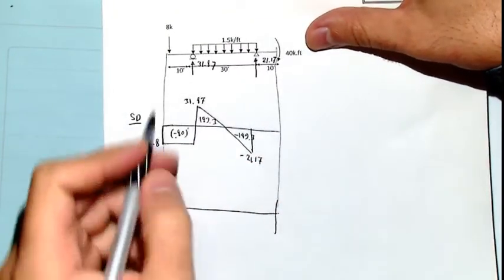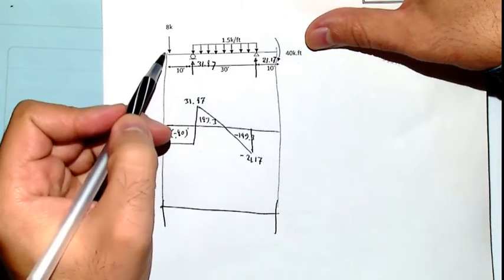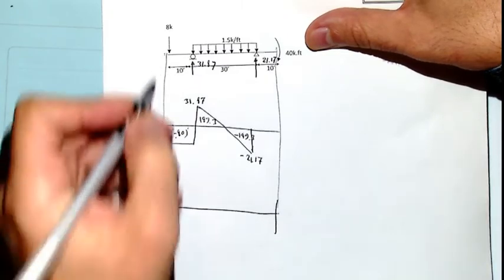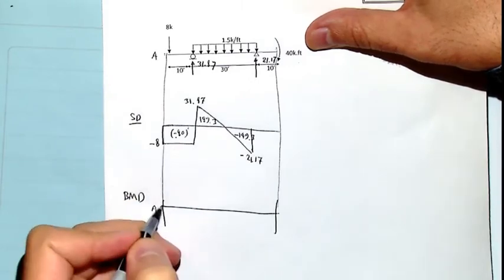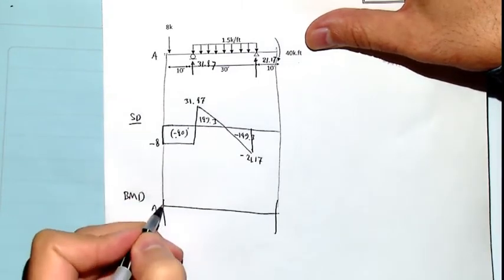For here, I start from 0 because there is no concentrated moment here. At point A, it's straight, so it should be linear. It's minus, so going down.